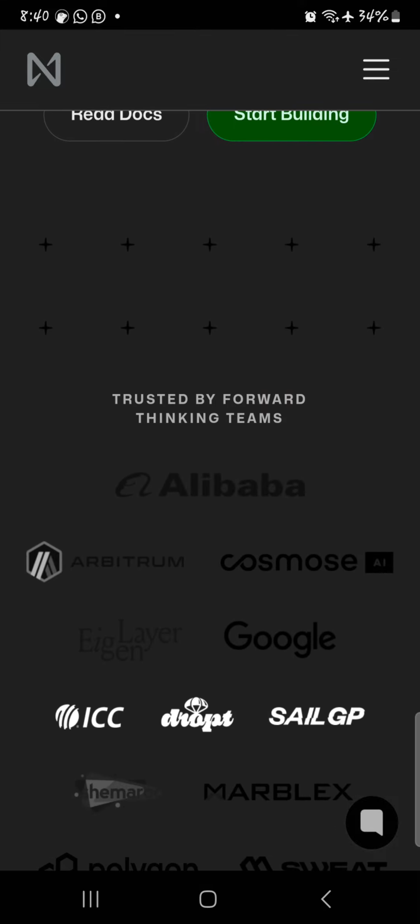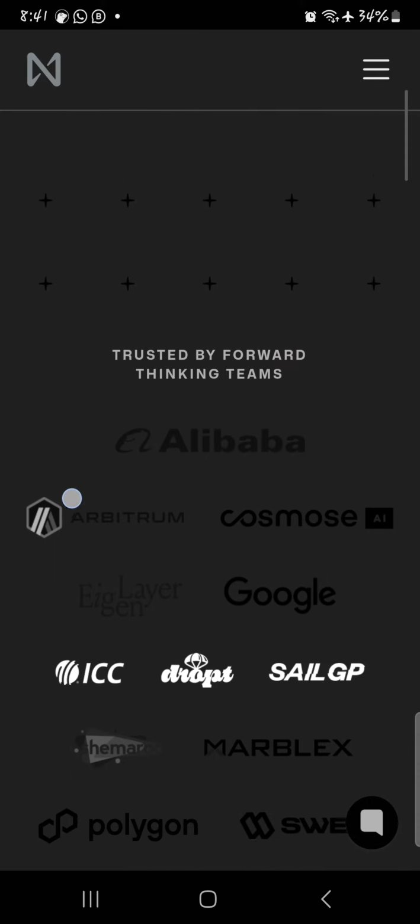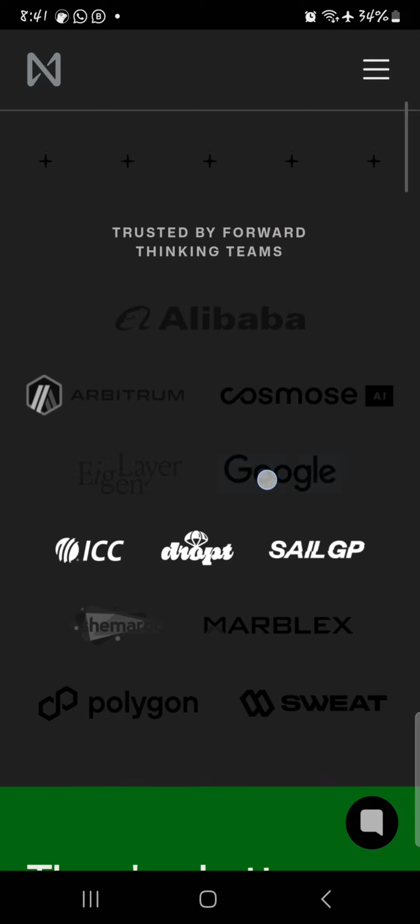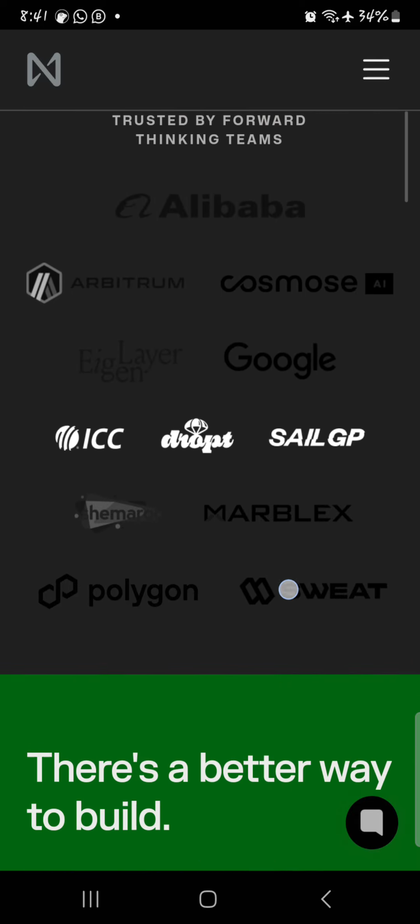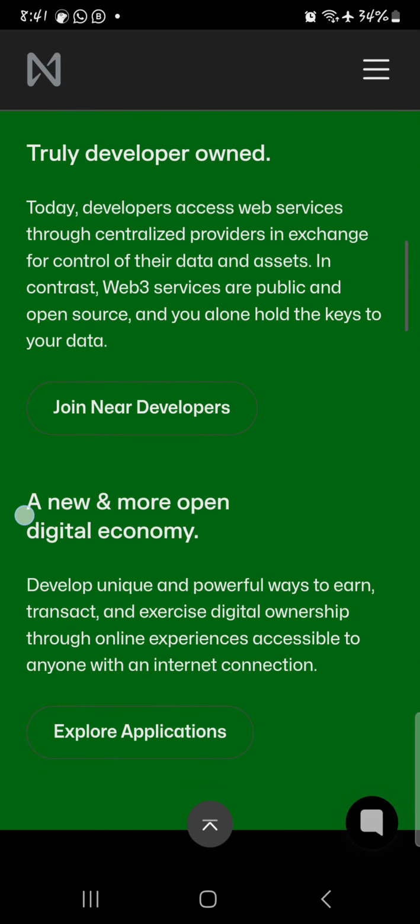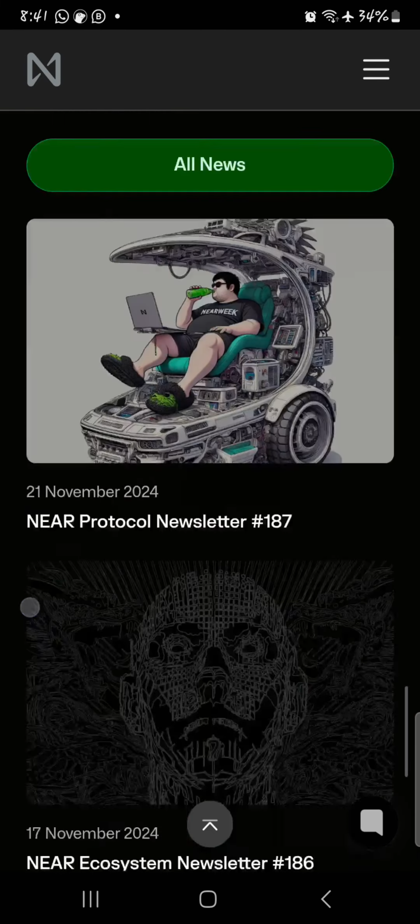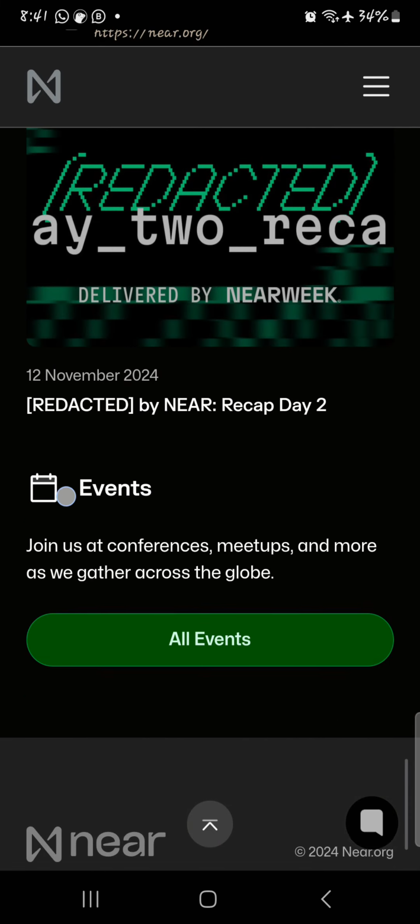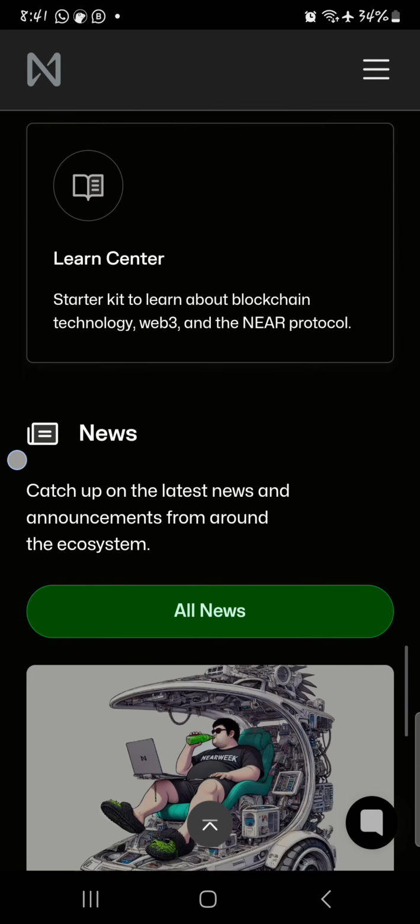Okay, they've gotten big support from Web2 brands like Alibaba, Web3 brands like EigenLayer. Look at Google for Web2, Polygon for Web3, Sweat. This is like a work-to-earn thing. It's okay. There's a better way to build. Okay, this looks really well thought out, like an ecosystem that is building there, right?